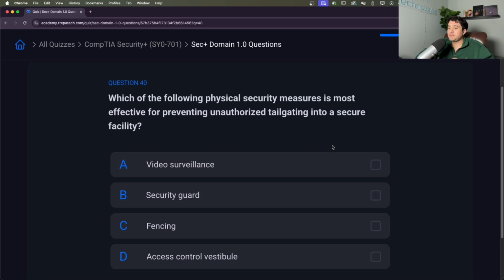Anyways, question 40. Which of the following physical security measures is most effective for preventing unauthorized tailgating into a secure facility? So it used to be called a man trap. Now they call it access control vestibule. It always sounds like I'm saying vegetable, but it's vestibules? Okay, we'll move on.